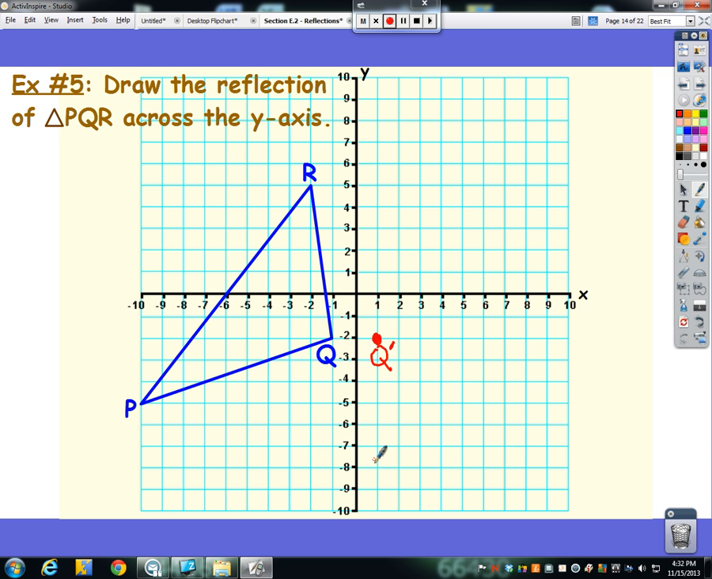So there's Q prime. Let's go up to R. R is the second closest. It's 2 away. So I need to jump 2 over in the other direction. And there is R prime.